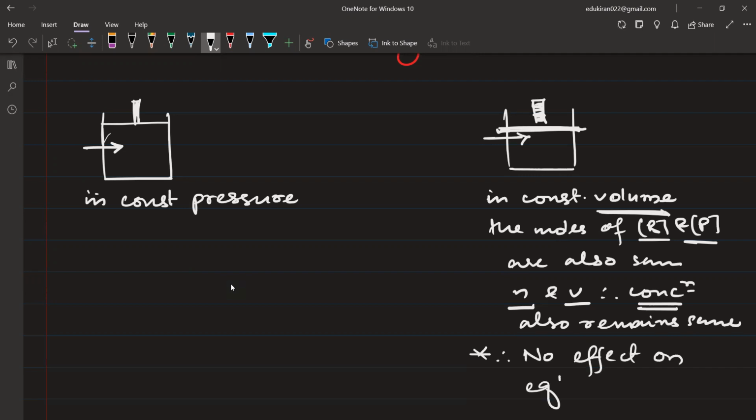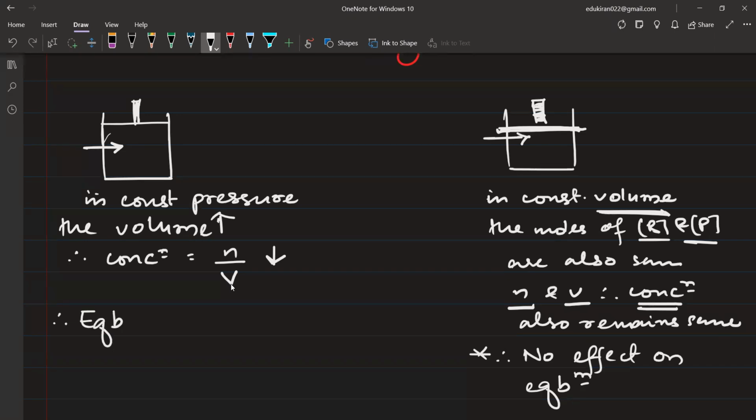on equilibrium. But when you add an inert gas at constant pressure, in this case, what happened? The volume increases. Therefore, concentration, which is equal to number of moles upon volume, this concentration is going to what? This concentration is going to decrease. है ना? तो concentration जब decrease हो जाएगा, then what is going to happen? Therefore, equilibrium will shift.